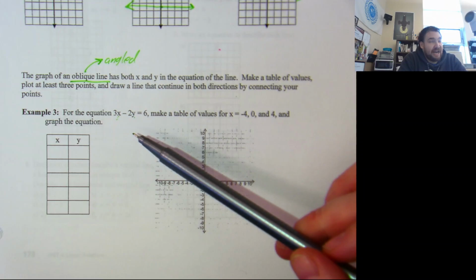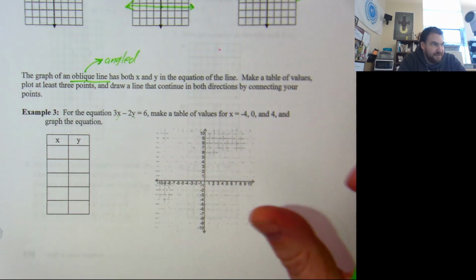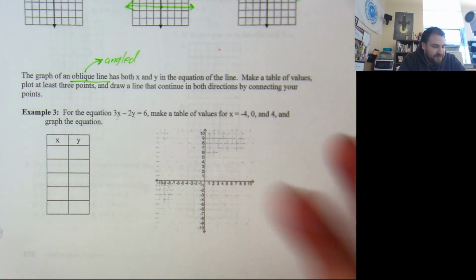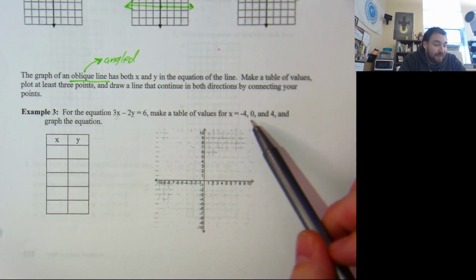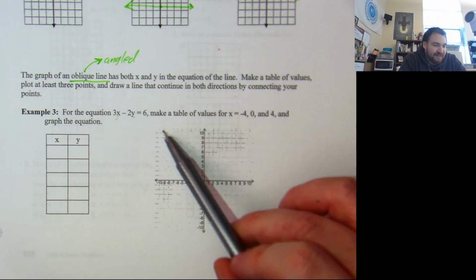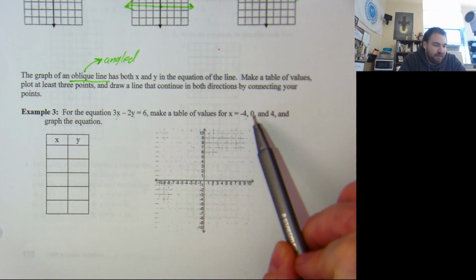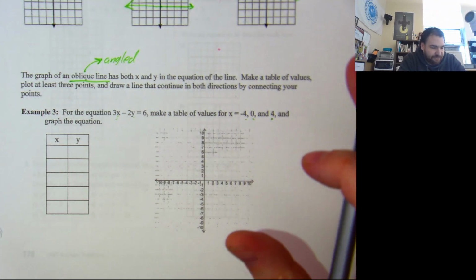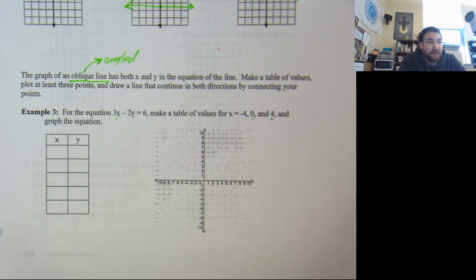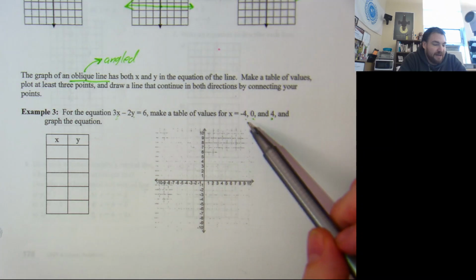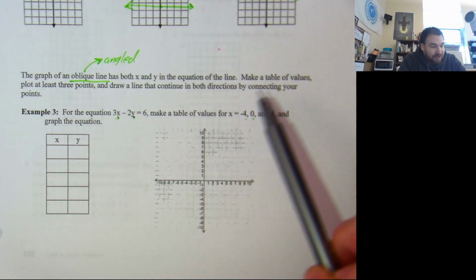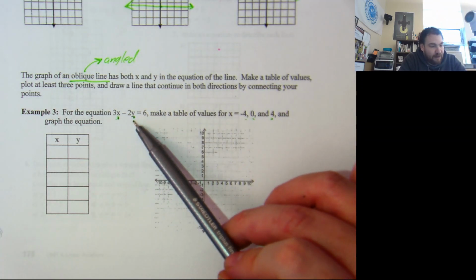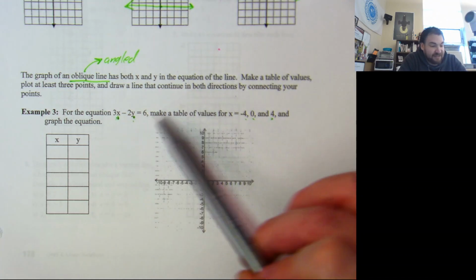So with these, we actually have to plug in at this stage. We won't always, but at this stage, we have to make a table of values and solve this thing. If I have 3x minus 2y equals 6, and I'm saying make a table of values for x equals -4, 0, and 4, and then graph this thing. There are 2 ways you can go about doing this. You could plug -4 in for x, and then isolate for y. And then plug 0 in for x, and isolate for y. Plug 4 in for x, and isolate for y.